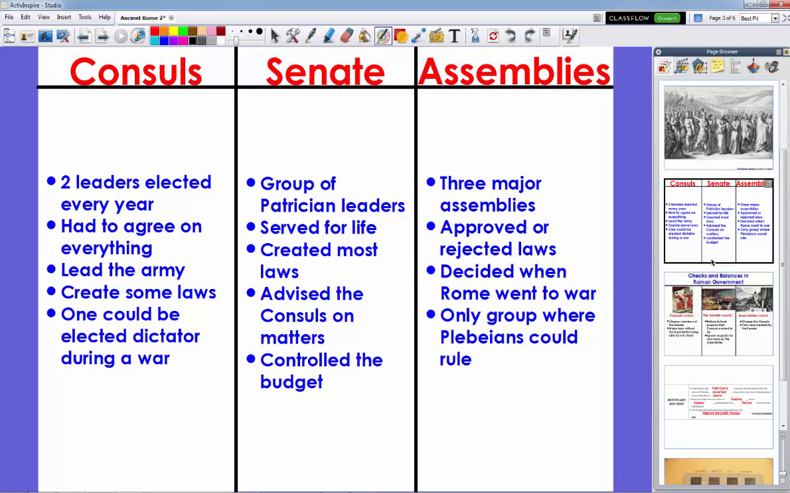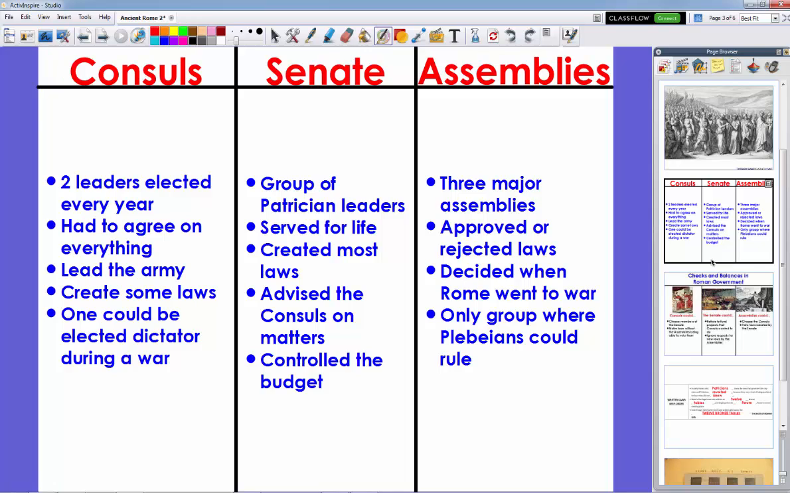Then you had a whole bunch of major assemblies. Two of them represented the Roman Republic at large beyond the city of Rome. One specifically represented the army. Then you had one that represented the plebeians. They approved or rejected the laws by the Senate. They decided when Rome went to war, and actually one of the assemblies made rules just for the plebeians.